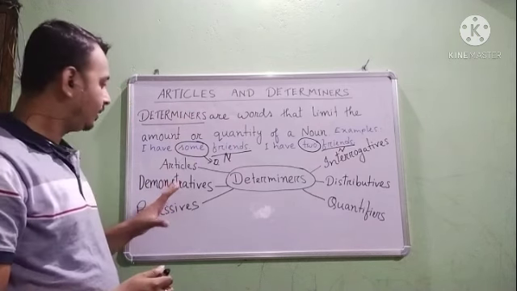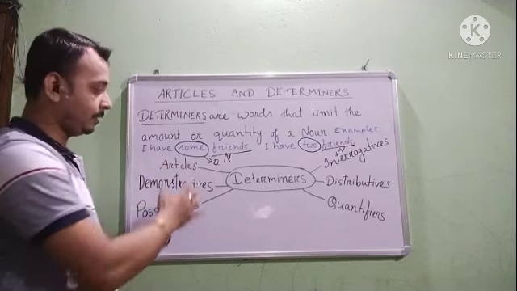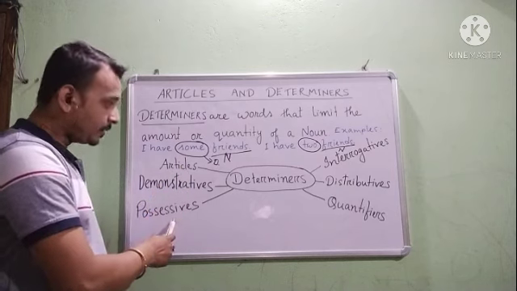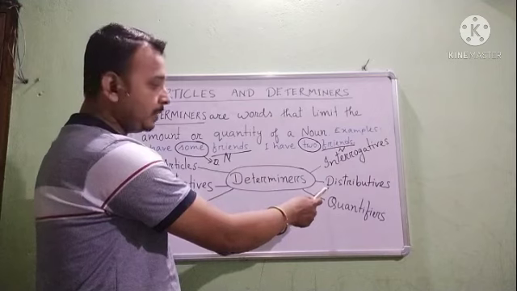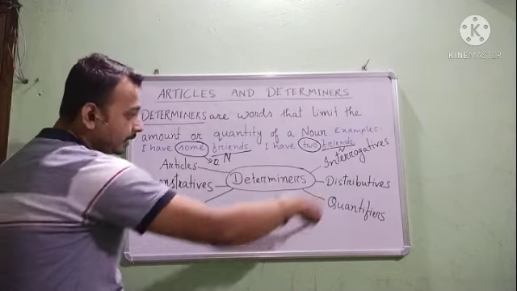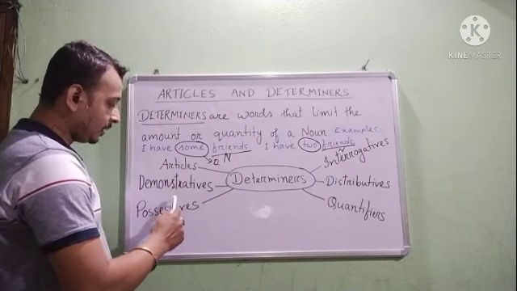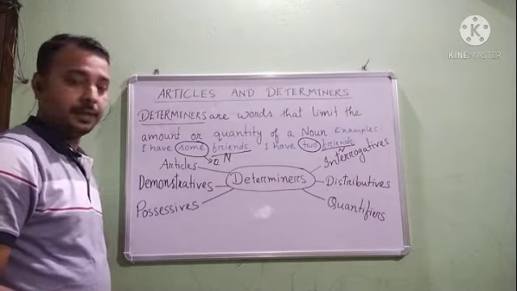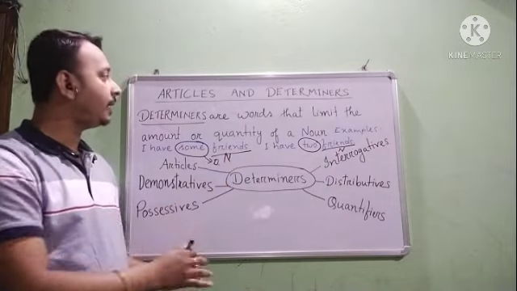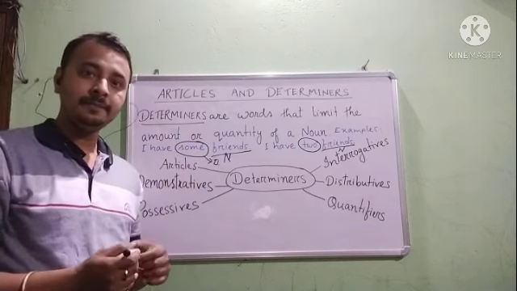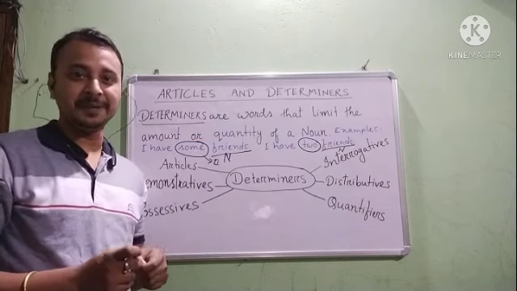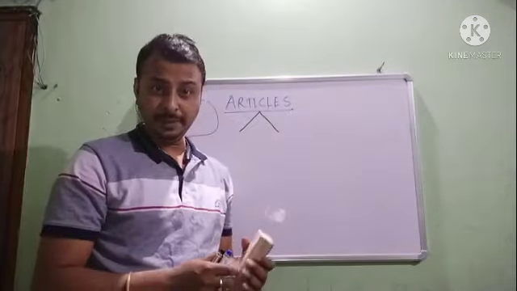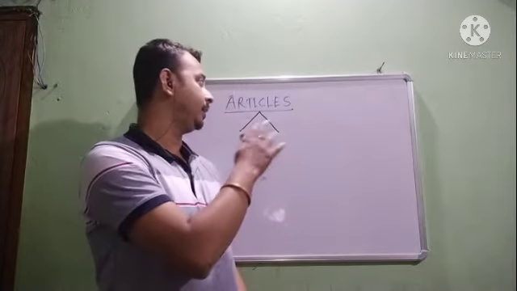There are actually six kinds of determiners, as you can see from here: articles, demonstratives, possessives, interrogatives, distributives, and quantifiers. I will tell you everything about the whole class of determiners, but you have to watch the video from the beginning till the end. You cannot skip, you just promise me. Okay, thank you. So students, now you are going to learn articles.